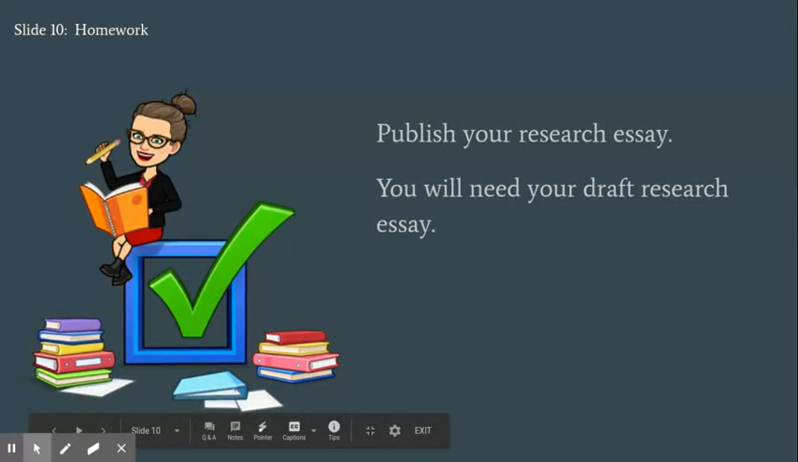Now for homework. Your homework is to publish your research essay. To complete this, you will need your draft research essay.